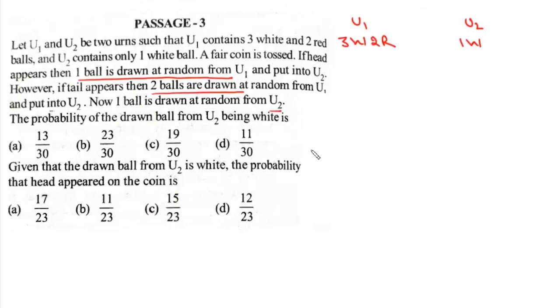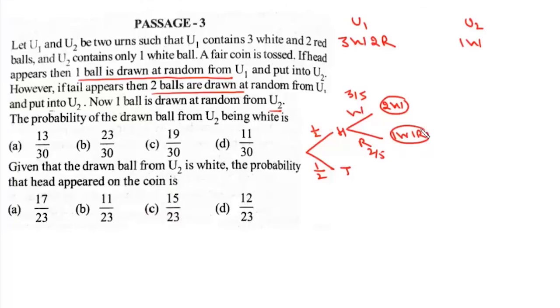Now what we'll do is, first we'll toss a coin and it will result in either heads or tail. So probability of getting a heads is 1 by 2 and probability of getting a tail is 1 by 2. Now if it is head, then 1 ball is drawn at random from U1 and put into U2. So this 1 ball could be either white or red. Now probability of getting a white ball is 3 by 5 and red ball is 2 by 5. Now if it is white, U2 will have 2 white now, and if it is red, it will have 1 white and 1 red.